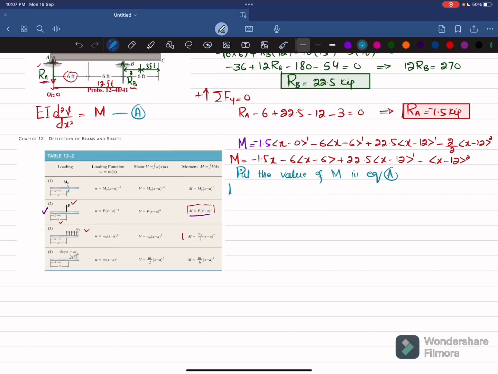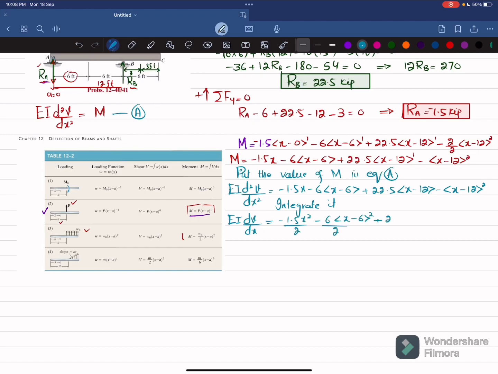So you will get EI into d square v over dx square is equal to minus 1.5x minus 6 into x minus 6 plus 22.5 into x minus 12 minus x minus 12 power 2. So what we will do is integrate this equation. So you will get EI into dv over dx will be equal to minus 1.5 x square divided by 2 minus 6 into x minus 6 power 2 divided by 2 plus 22.5 into x minus 12 power 2 divided by 2 and minus x minus 12 power 3 divided by 3. And plus there is a constant of integration which is C1.